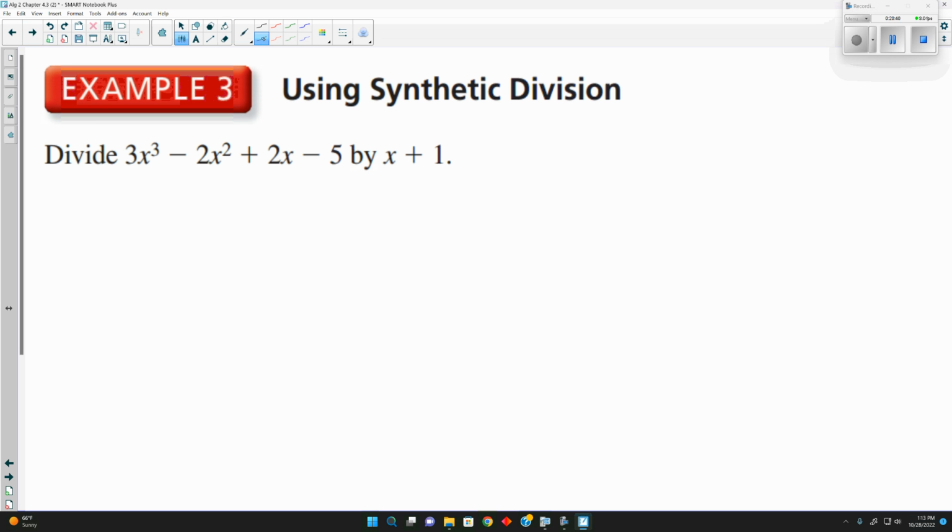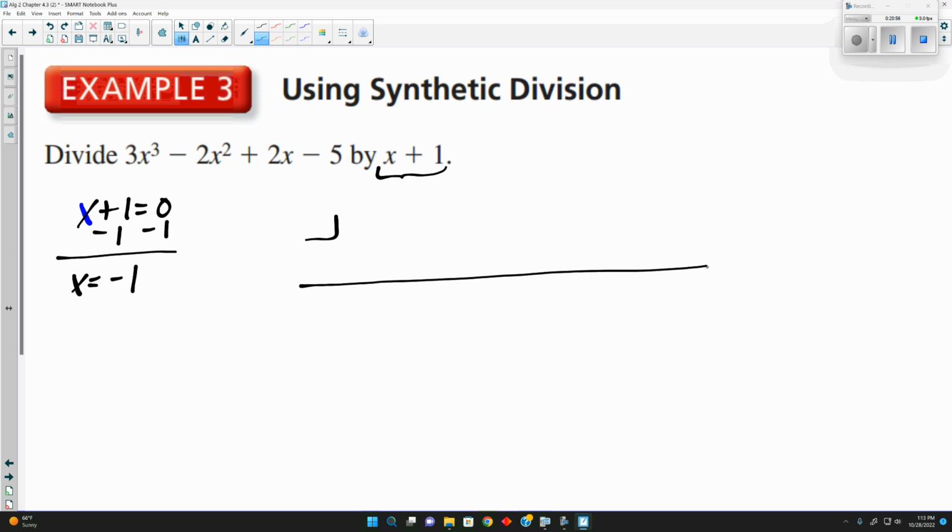Now, when we do this here, we do need to get x by itself first. So x plus 1 is equal to 0. Minus 1 from both sides, so x is equal to -1. Which means we put -1 up in the cubbyhole. Now across the top, we'll have 3, -2, 2, -5, and we'll bring down the 3.